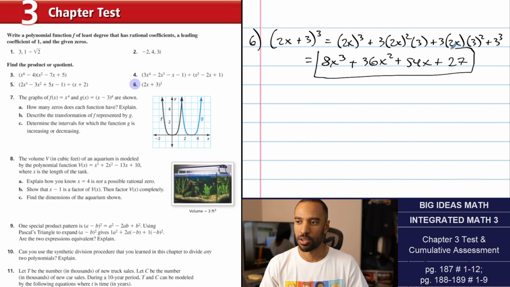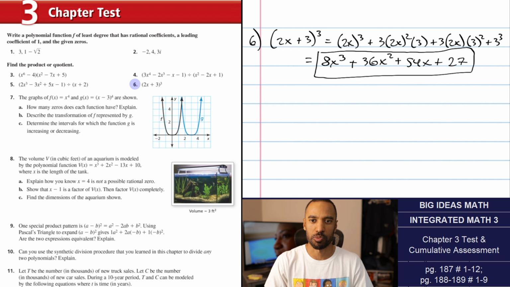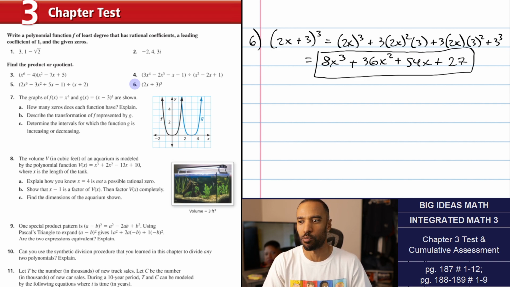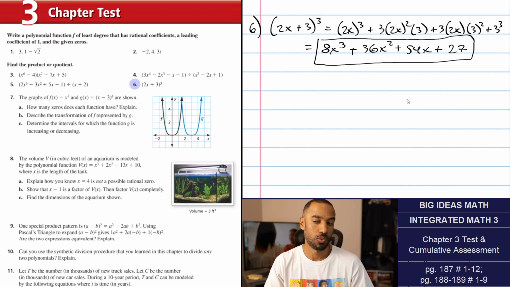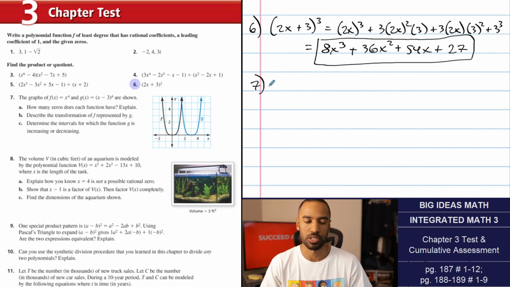So there is our cubic binomial expansion. You probably want to have at least that one step in between, to make sure everything's good. Otherwise, there are some you could do mentally. It's just not 2x cubed plus 3 cubed, right? That would be very short-sighted of this problem.